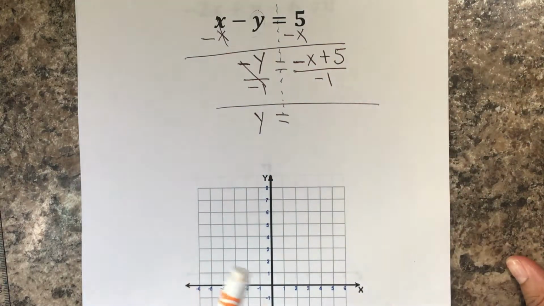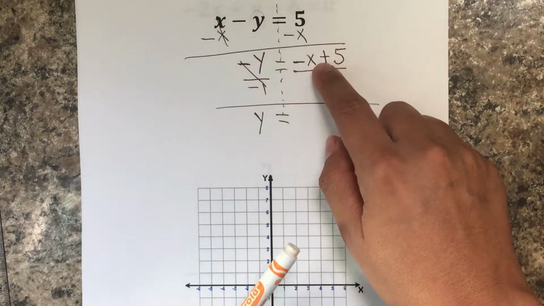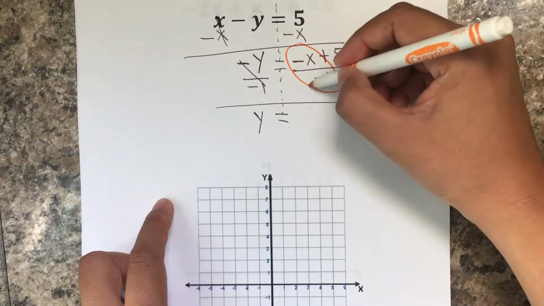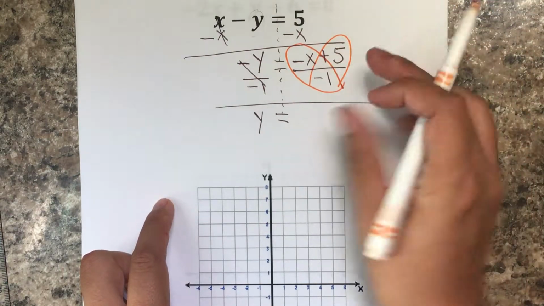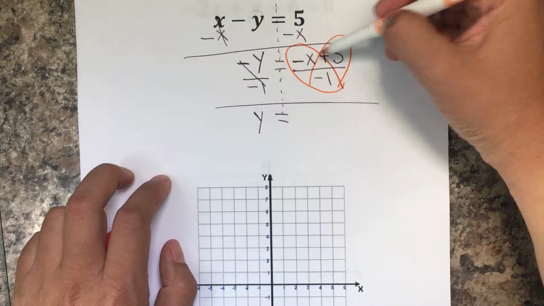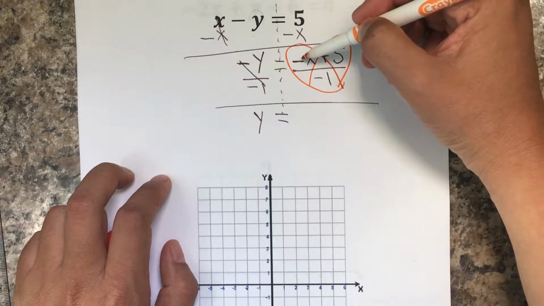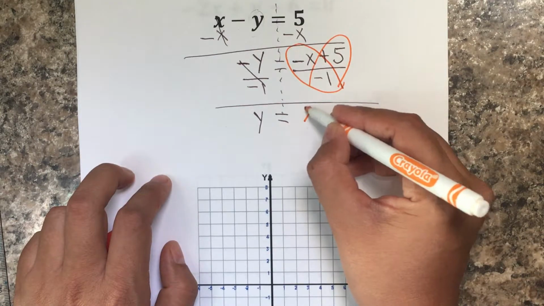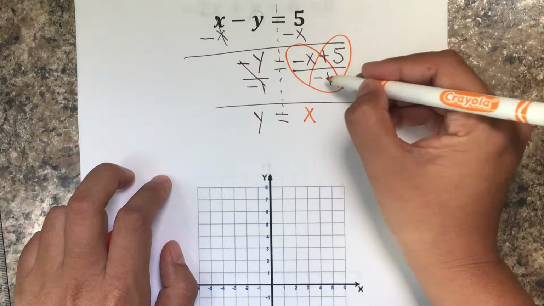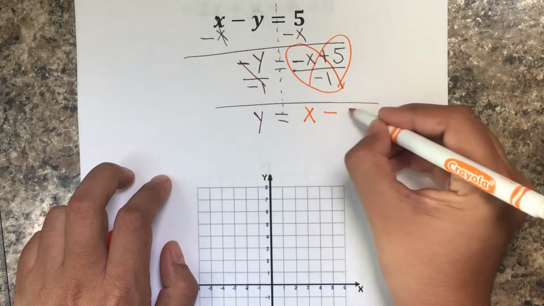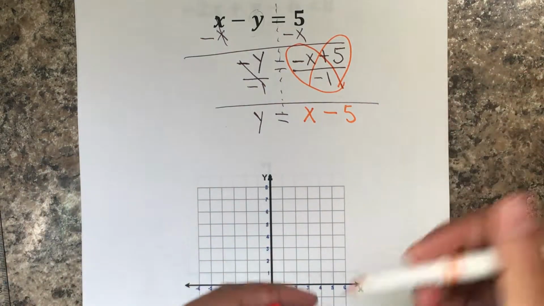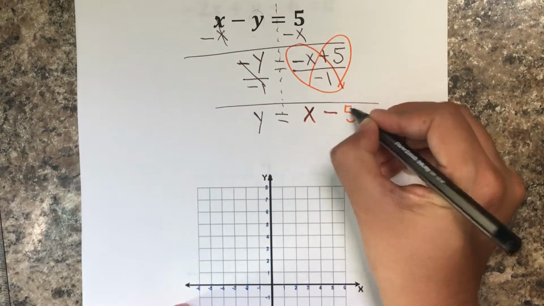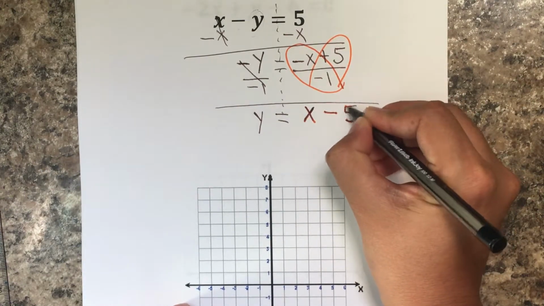But in here, we have to do the same thing. Anytime you have a plus or a minus between two terms, you have to divide each one. I call this the pretzel because it looks like a pretzel, where you divide each term by the denominator. So negative x divided by negative 1, it becomes x. Positive 5 divided by negative 1 is negative 5. And we're ready to graph with the slope intercept.